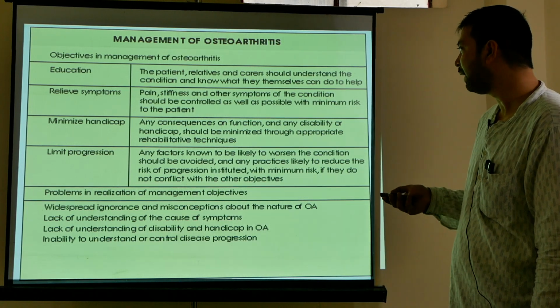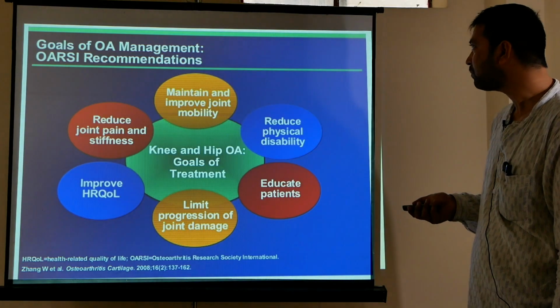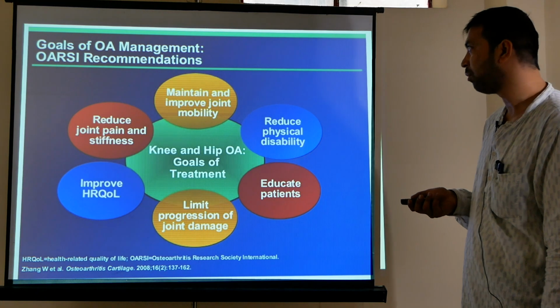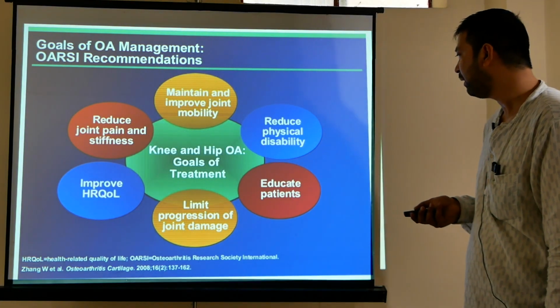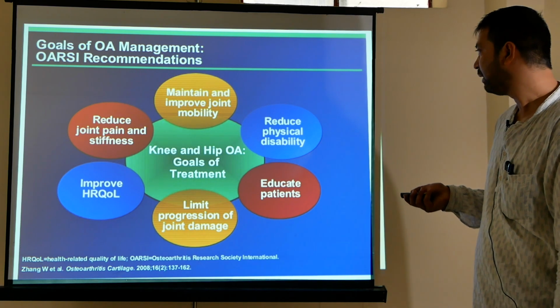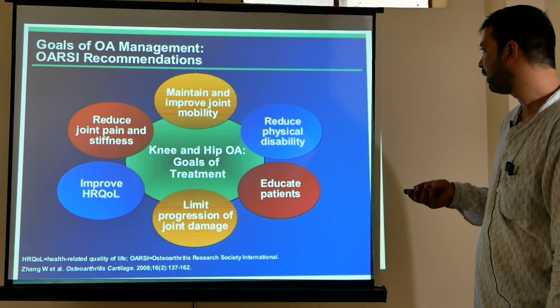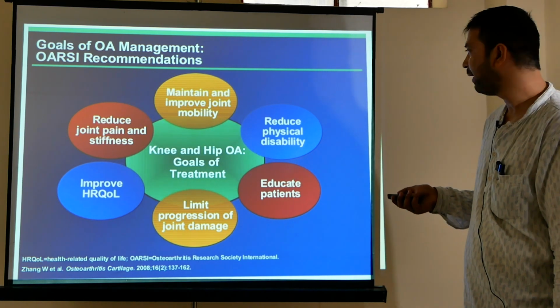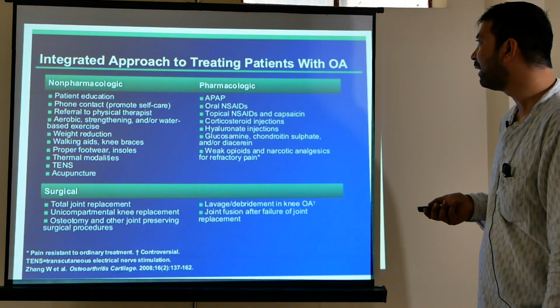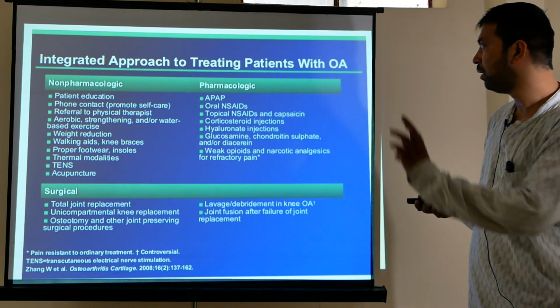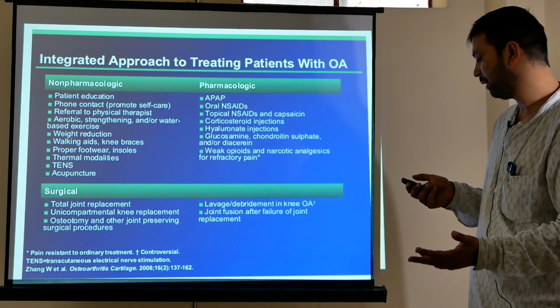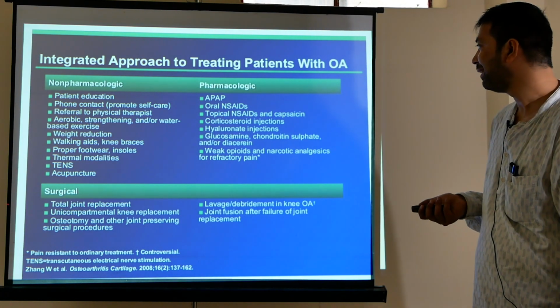So, problems in realization of the management objectives. The goals of OA management according to OARSI, the Osteoarthritis Research Society International: we can see the overall management of osteoarthritis of the knee joint and hip joint. This is an integrated approach to treating the patient with osteoarthritis. We can divide treatment into non-pharmacological treatment, pharmacological treatment, and surgical treatment.